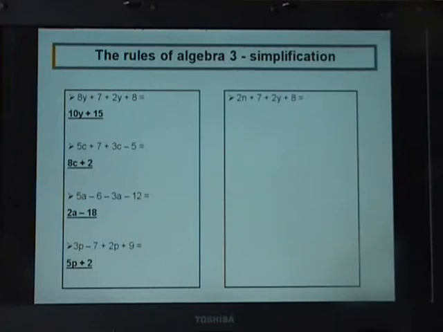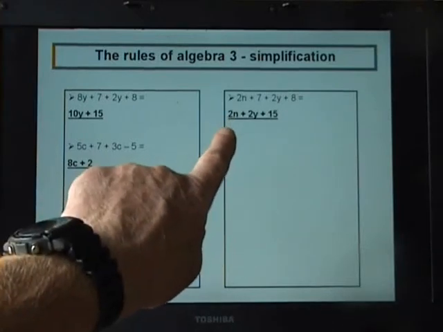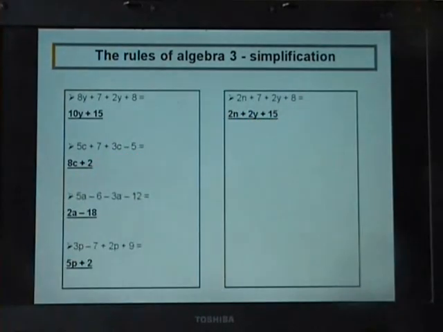I've got n's, I've got y's, and I've got numbers. The n's and the y's I can do nothing with. The numbers, 7 plus 8 is 15. It's going to leave me with 2n plus 2y plus 15. Now in general, the letters follow an alphabetic path, and the numbers come at the end.